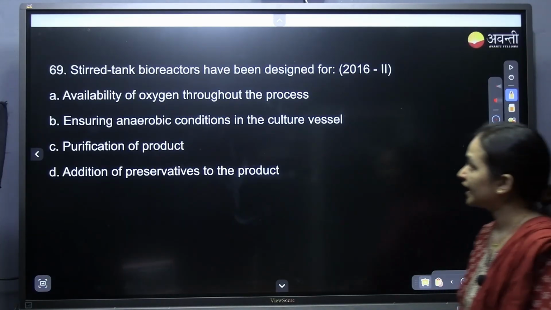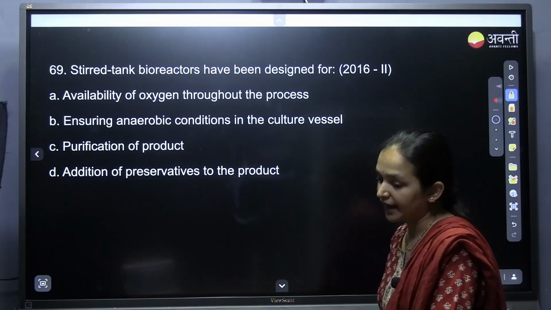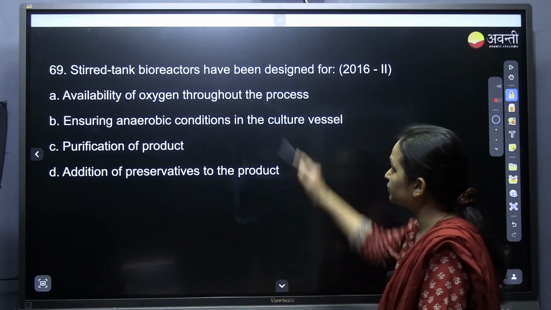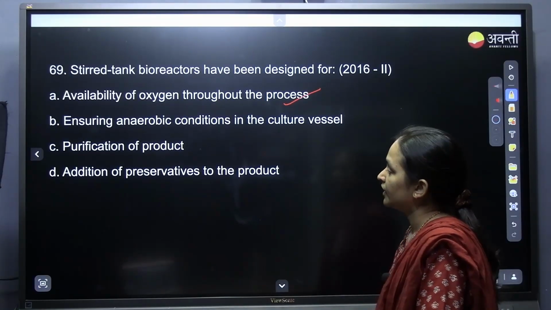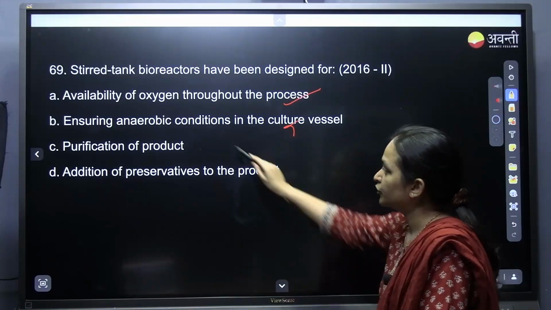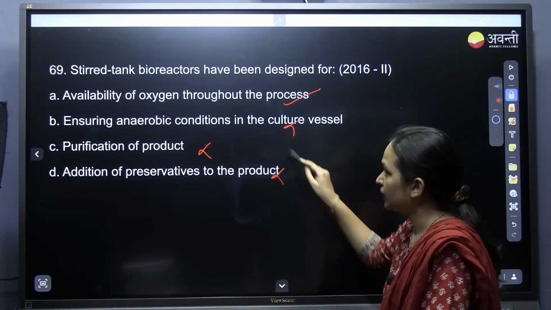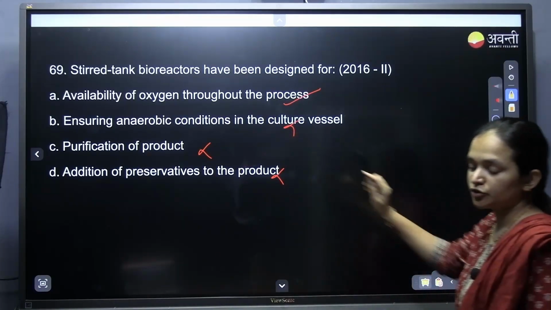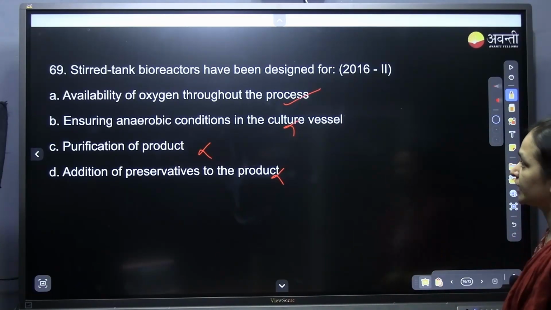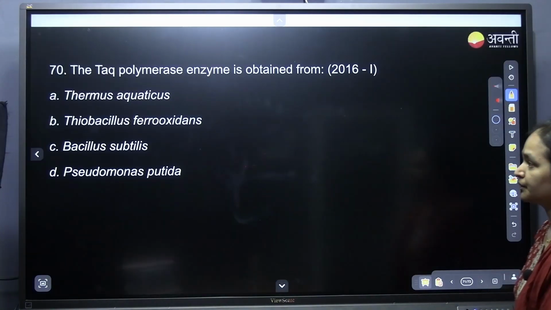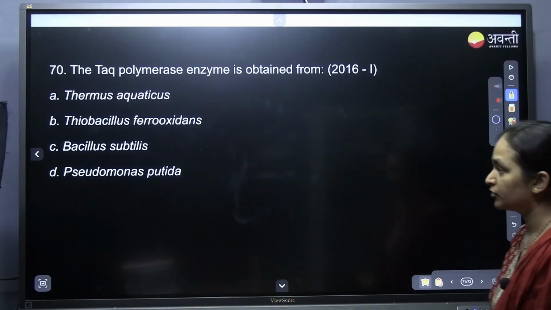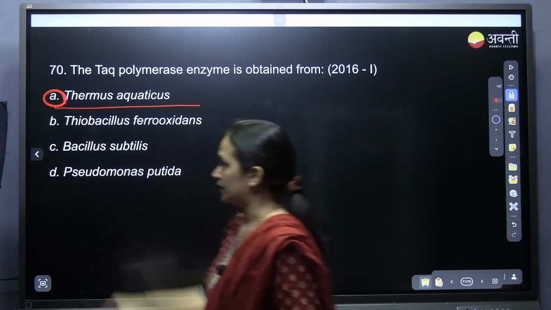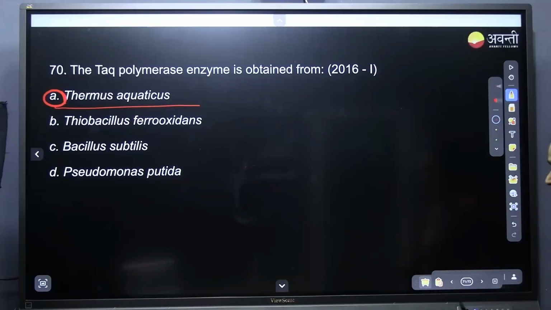Stirred tank bioreactors have been designed for availability of oxygen throughout the process, not for anaerobic conditions. Purification, no. Addition of preservative, no. It is for making oxygen available throughout the process. That's why stirred tank bioreactors are designed. The Taq polymerase enzyme is obtained from? This is also a repeated question, second time repeating. That is A, Thermus aquaticus.